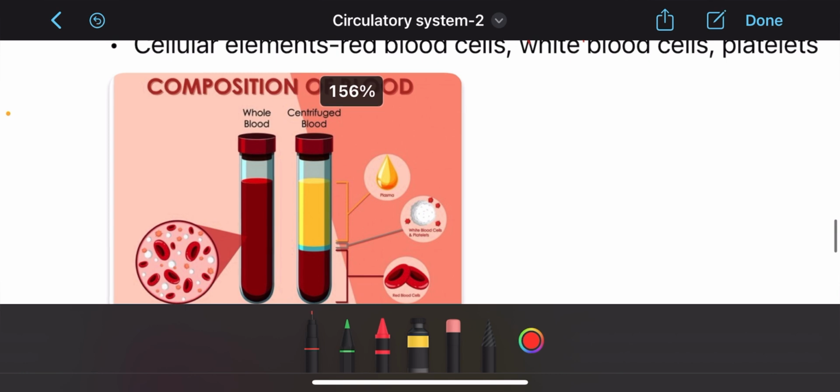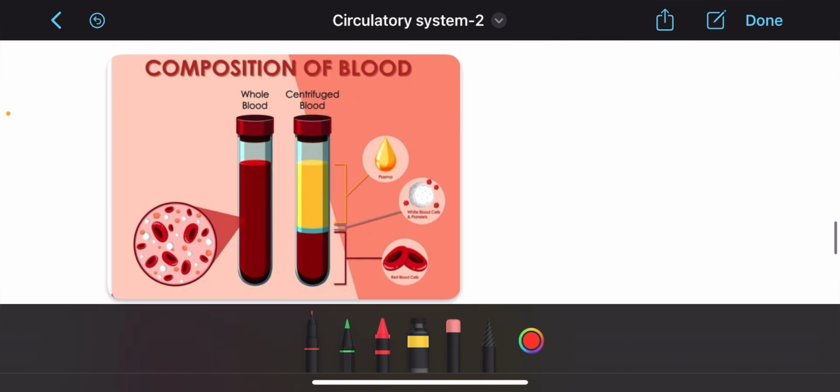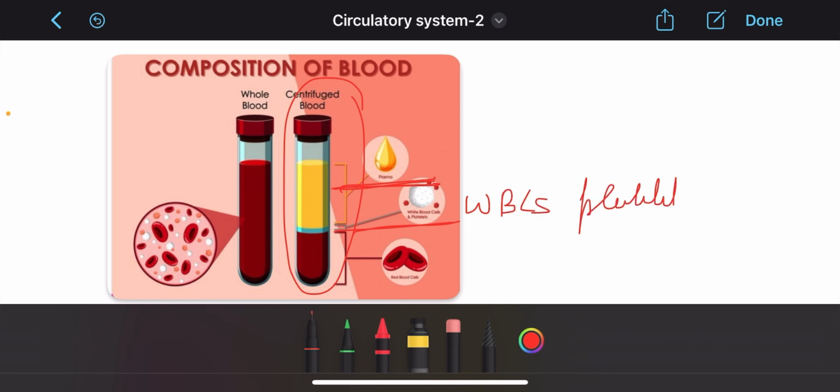Now, how do we separate the different components of the blood? By centrifugation at ultra high speed. When we rotate it, it gets distributed into different parts: the liquid portion, which is quite light, is found in the topmost layer, the second layer is of the WBCs and platelets, and the third portion, which is the heaviest, is the RBCs.